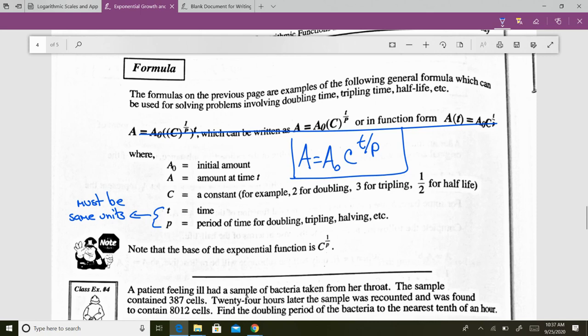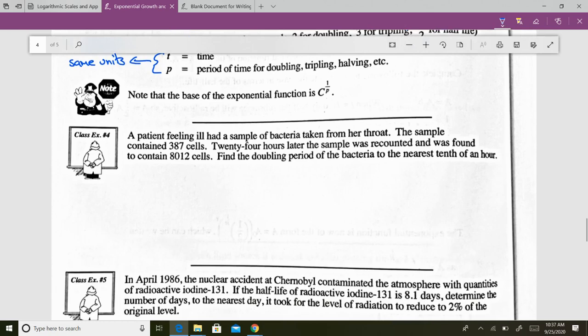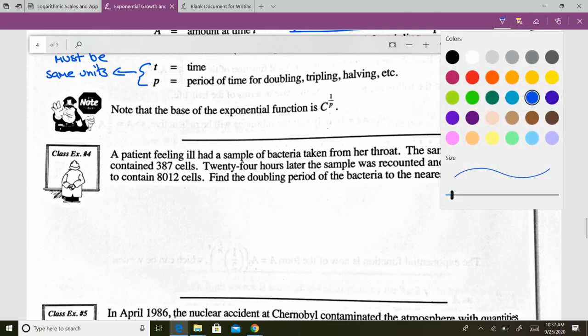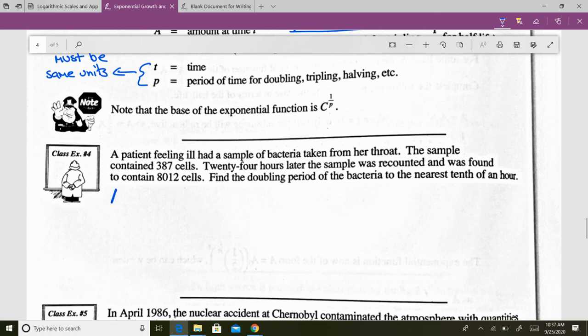All right, so let's just practice doing these types of questions. Patient feeling ill had a sample of bacteria taken from her throat. The sample contained 387 cells. 24 hours later, the sample was recounted and found to have contained 8,012. Find the doubling period of the bacteria to the nearest 10th of an hour. Okay. First thing you do is write down your formula. A equals A naught C to the T over P. And then off to the side, this is how I do it. I write out all the letters.